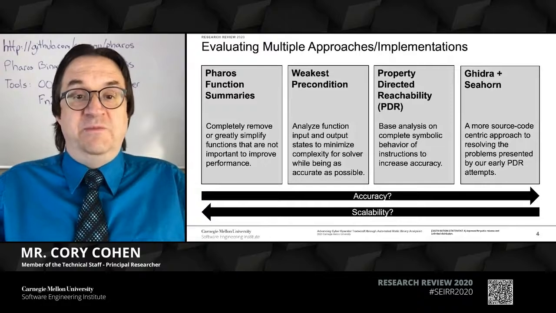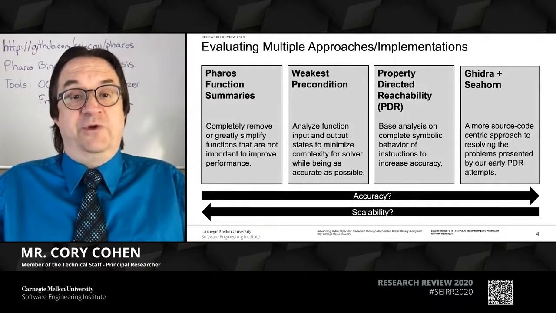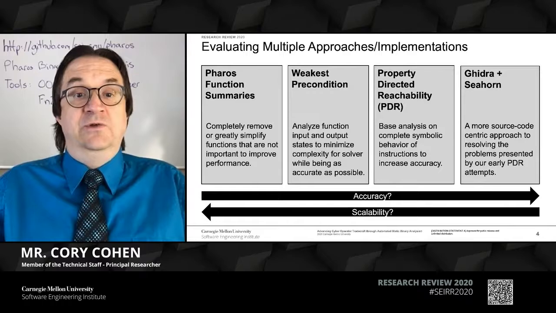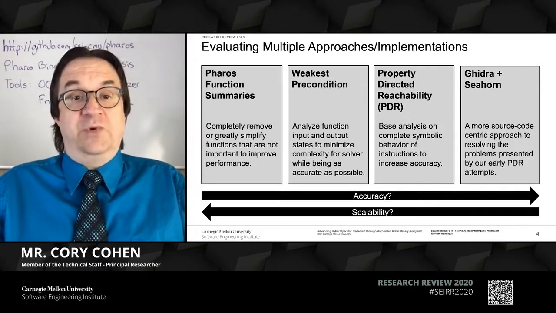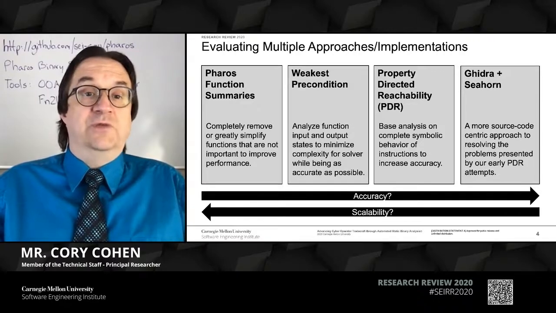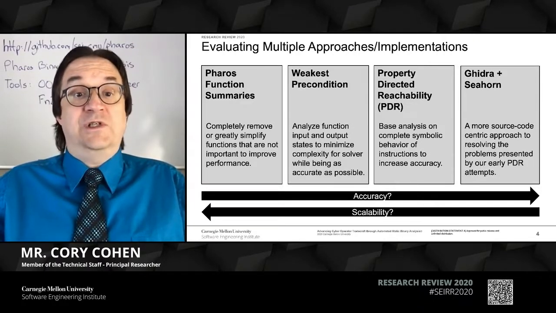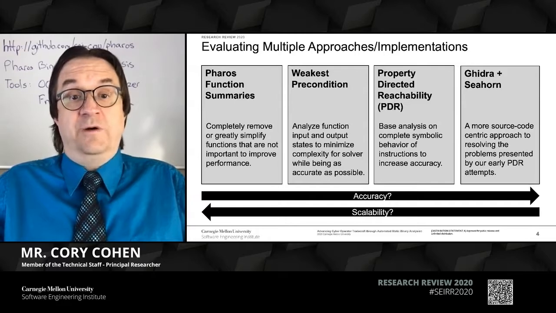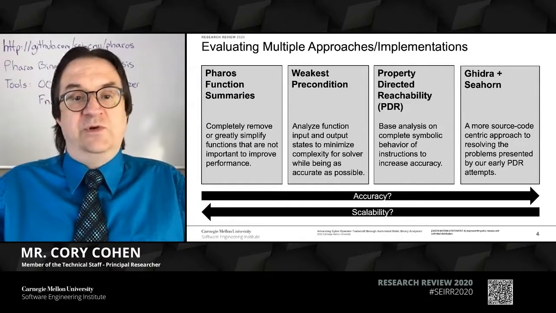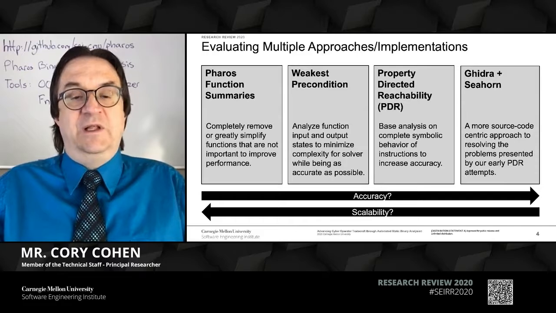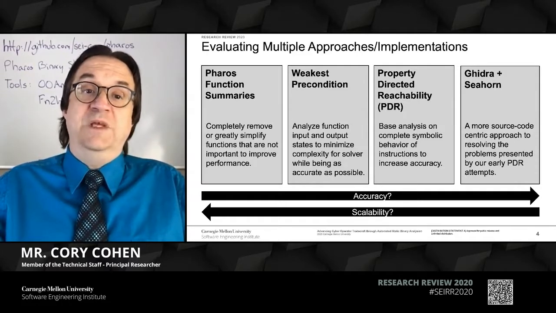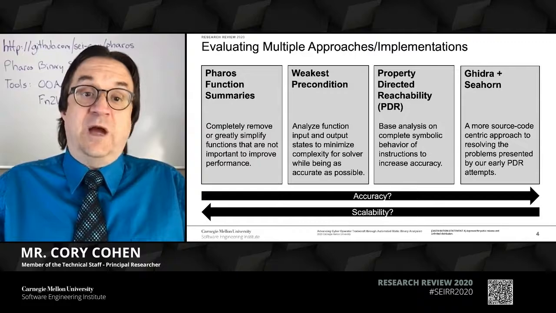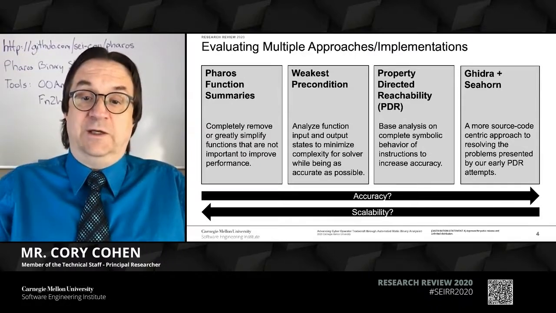In this research, what the team has been doing is evaluating multiple different approaches and implementations to generating that IR and proposing or constructing the SMT constraint problem. We've looked at 4 different approaches: the Pharos function summary approach, the weakest precondition approach, the property-directed reachability approach, and a Ghidra Seahorn-based approach that also uses PDR. We've been evaluating each of these approaches for accuracy and scalability to try and understand which one best meets the needs of the cybersecurity operator analyst from the DoD.